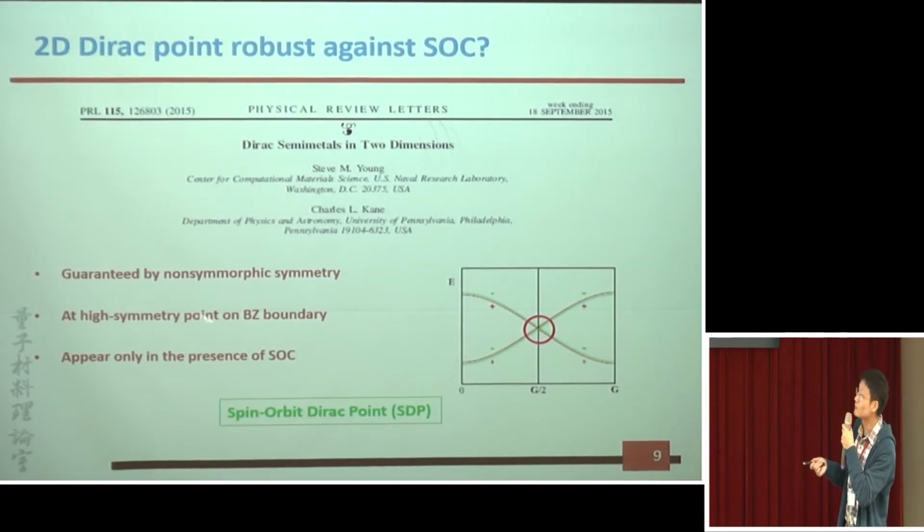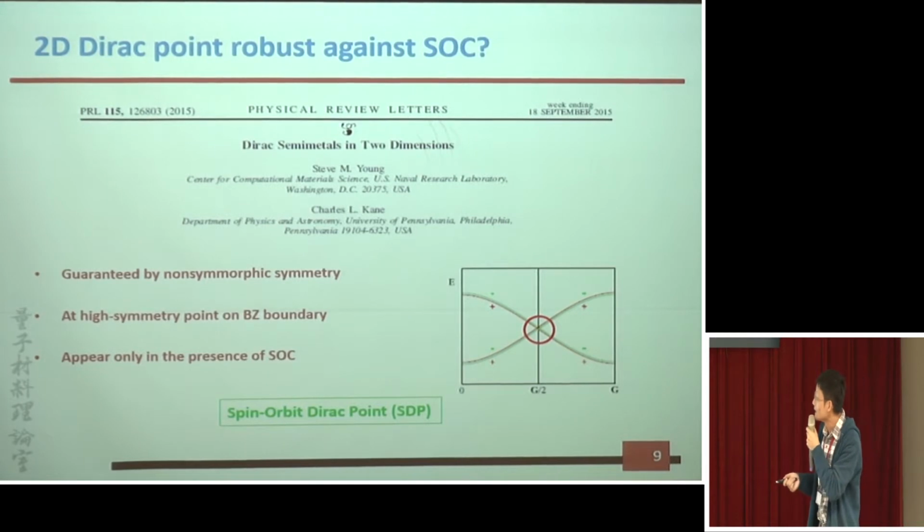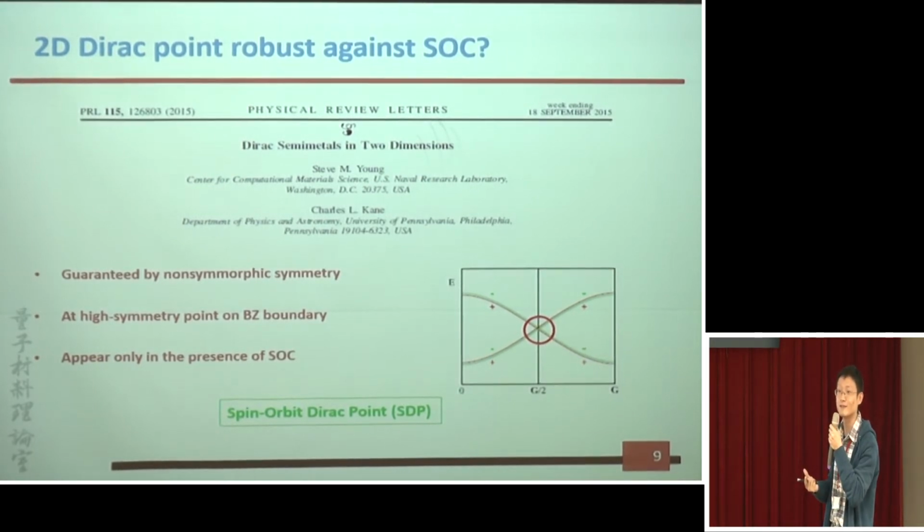Two other key properties of this kind of Dirac point are that they occur at high symmetry points on the Brillouin zone boundary. For example, here, it's not occurring at the gamma point, but at the boundary of the Brillouin zone. And these Dirac points only appear when you include spin-orbit coupling. Actually, it's dictated to be present at these particular points. So in a sense, it's a so-called essential band crossing. We can term this kind of Dirac point a spin orbit Dirac point to emphasize that it is robust against SOC.